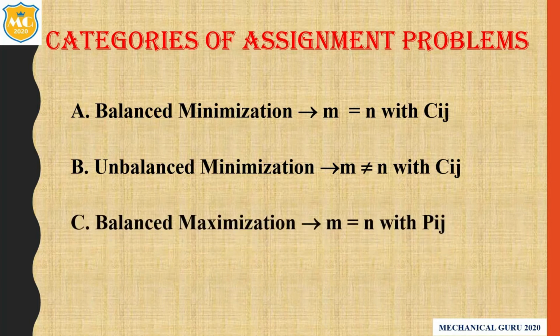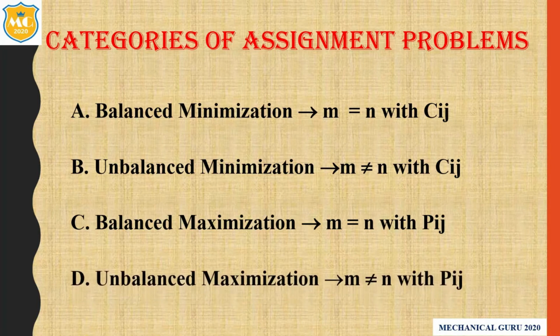Third case, balanced maximization, m is equal to n with Pij. So in that, the problem is maximization, but number of rows is equal to number of columns. In the last case, unbalanced maximization, m is not equal to n with Pij. So in that, again, the problem is maximization, but number of rows is not equal to number of columns. So there are four categories of the assignment problem. Okay, we will discuss one by one in each video.